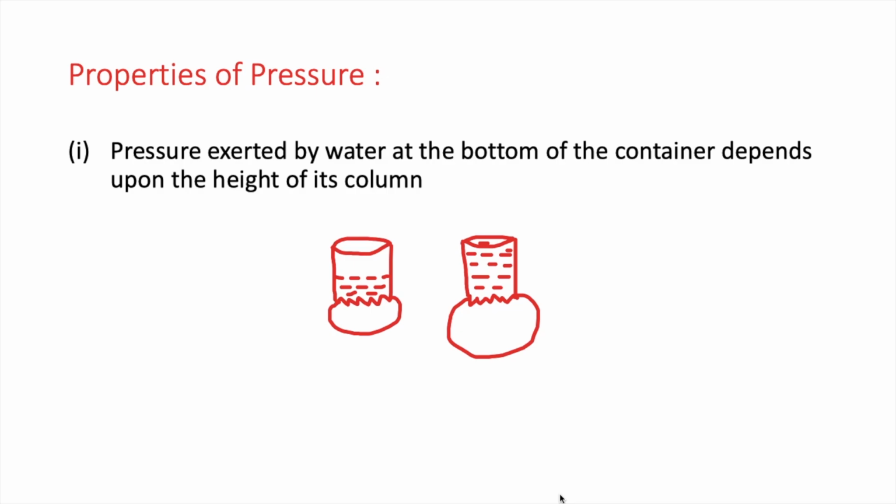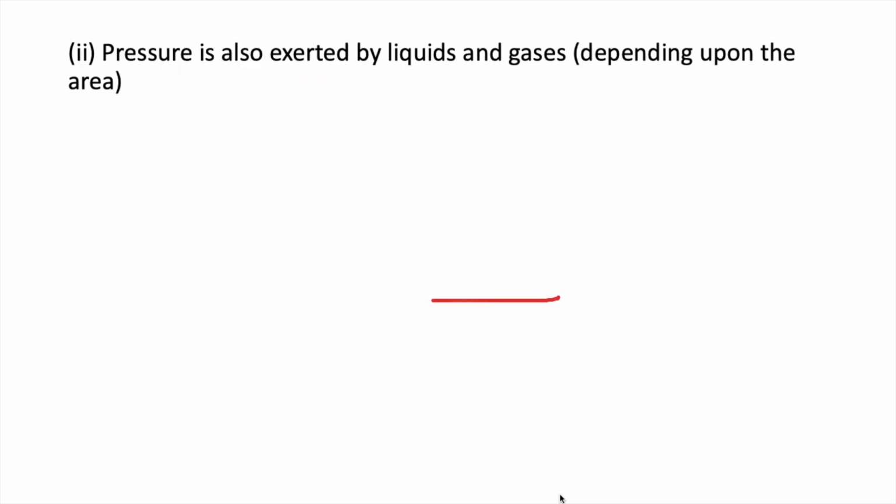Next property is liquids and gases also exert pressure depending upon the area. Let us understand this with the help of an example of leaking holes in water pipes. When there is a crack in the pipe supplying water, we can see a fountain of water ejecting from the crack. Smaller the crack, that is lesser the area, larger is the pressure of water. And larger the crack, that is larger area, lesser is the pressure of water coming out.